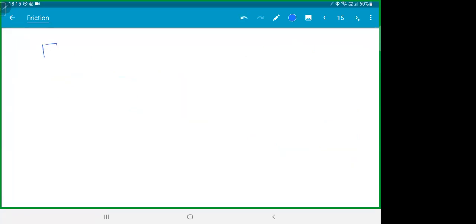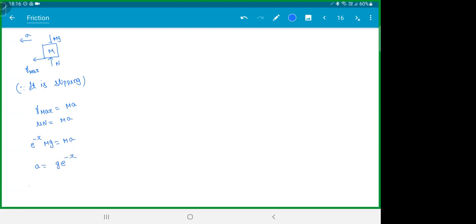Step 1, free body diagram: mass m, normal reaction, mg, and the initial speed is u, therefore it is definitely slipping. It looks obvious, but better you write it every time. Acceleration is backward. So f max is equal to mass into acceleration, which is mu into N equal to mass into acceleration. Mu is e power minus x, N is mg, equals m into a. Acceleration is equal to g into e power minus x. Acceleration is minus v dv by dx. Why minus? Because it is decelerating. A and v are opposite.